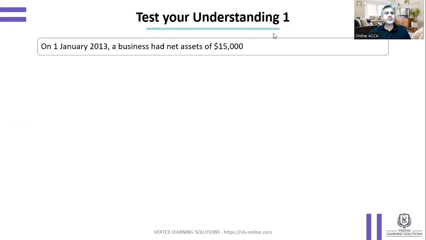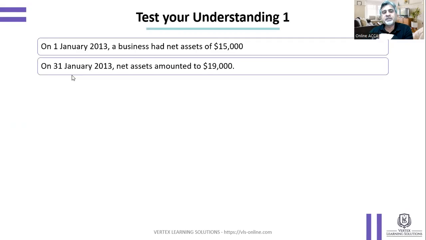So we will do some short questions. On 1st January 2013, a business had net assets of 15,000, which means opening capital of 15,000 on 1st January. On 31st January, net assets amounted to 19,000.